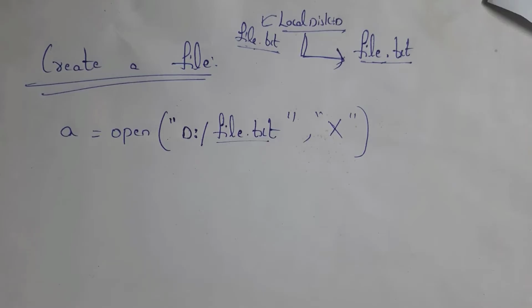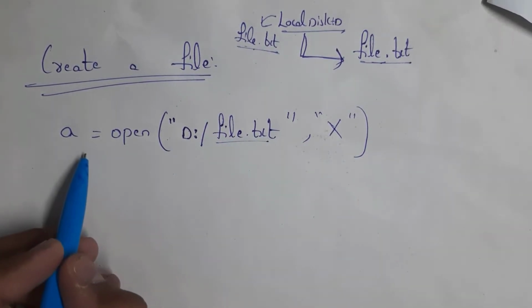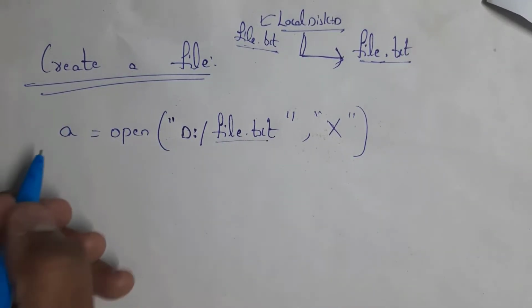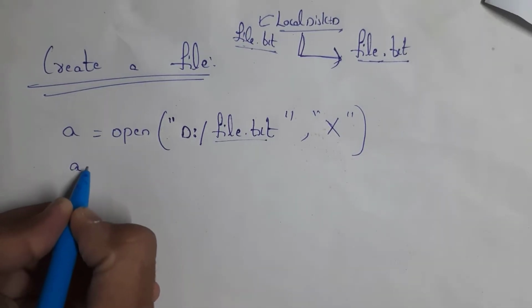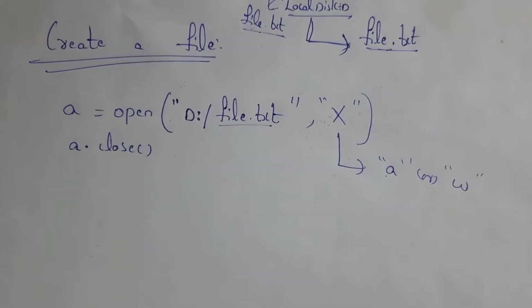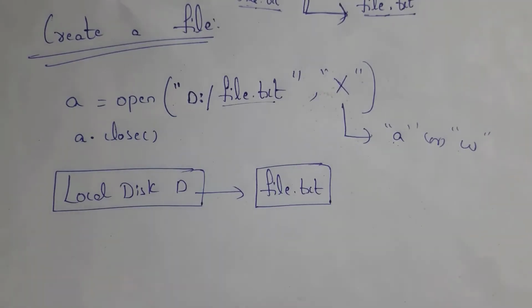This open function takes two parameters, they are file name and mode. After performing this operation, we need to close our file. By using close method, we can close our file. My file is present in object a, so just write here a dot close. It will close my file. This is program in order to create a file. You can also create file by using append mode or write mode.